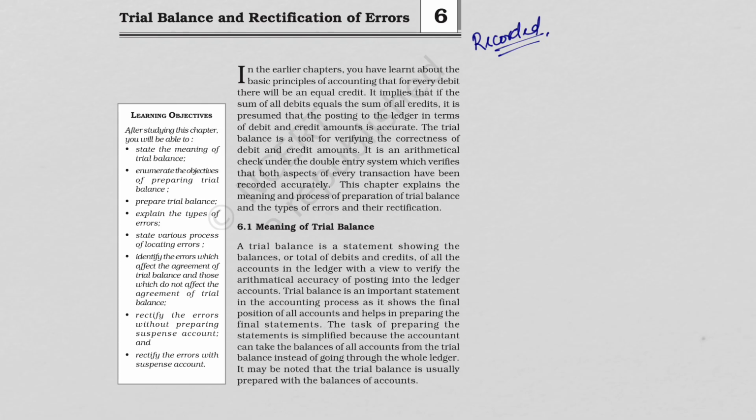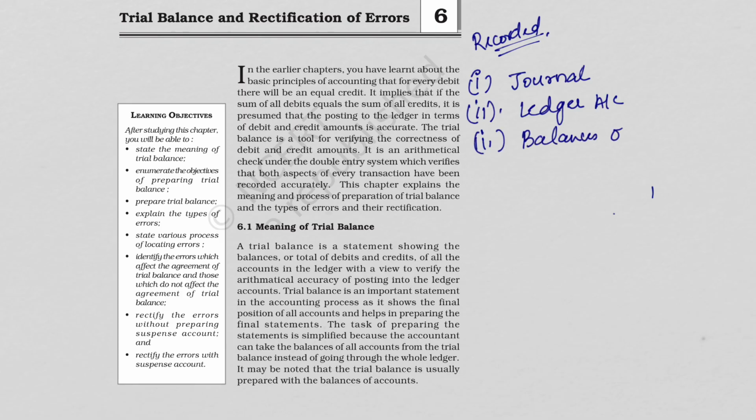So the process usually follows these steps. First of all, the transactions are recorded in the journal or subsidiary books. Then they are posted to ledger accounts. Then after that, the balances of ledger accounts are calculated. But here is an important question. How do we know that all the postings made in the ledger are correct and balanced?